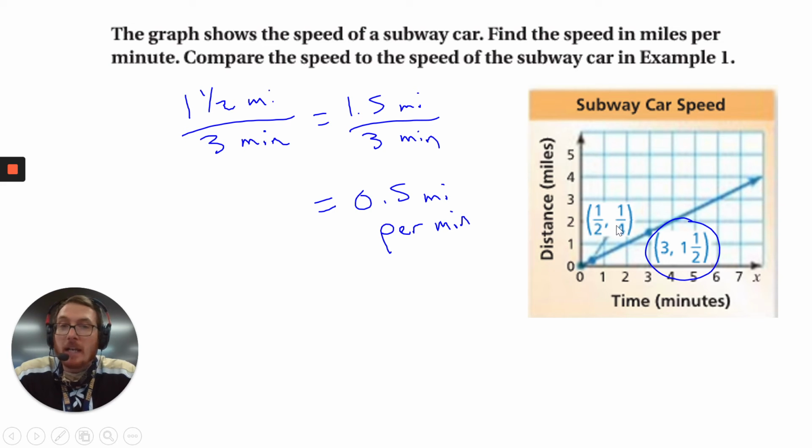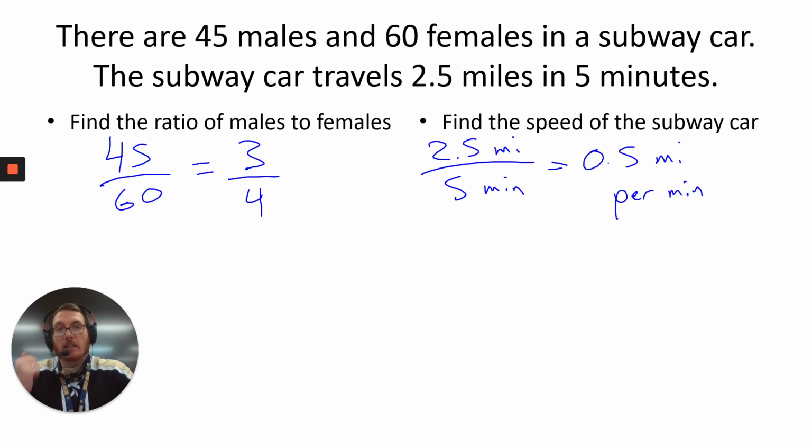Now, I could have picked the 1/2 and 1/4. I decided to use the 3 and 1.5. So that's 1.5 miles in 3 minutes, and that also becomes 0.5 miles per minute. If I look at the speed of this subway car versus the last subway car, they're actually going the exact same speed, even though the information given to us is very different.